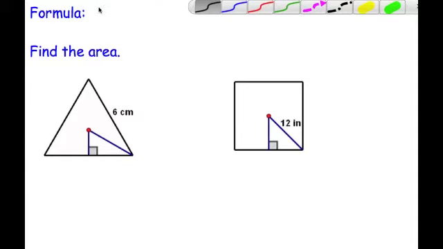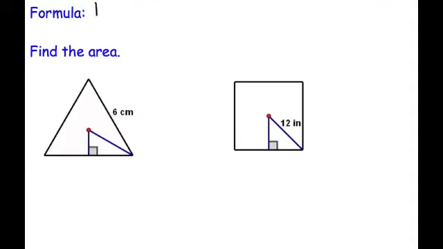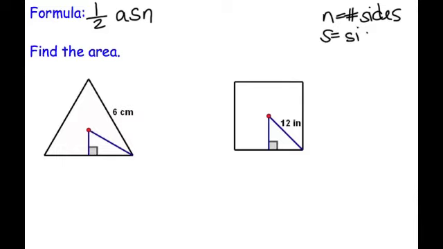All right, now for the formula of how to find every regular polygon's area. It's going to be 1/2 ASN. So let's see what they mean. N means the number of sides, because that'll be how many triangles that we have. The S is going to stand for the side length of each triangle, which is the base of each of the triangles. And then A is going to stand for the length of the apothem. That's going to be the same formula as 1/2 A times P, where P is the perimeter.